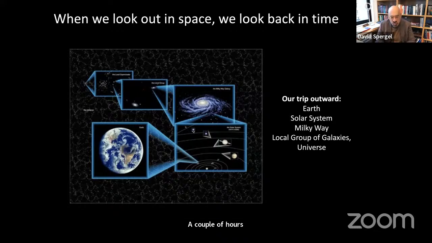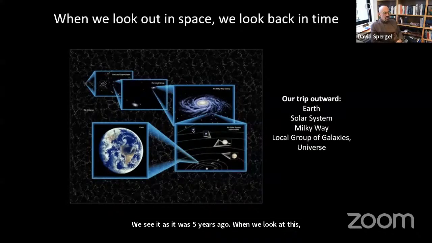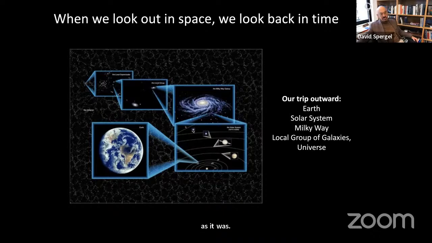And the further away you look, the further back in time you look. When we look at a nearby star that might be 5 light years away, we see it as it was 5 years ago. When we look at a galaxy like the Andromeda galaxy, we see it as it was 1 million years ago. And when we look with the James Webb Space Telescope at a distant galaxy, we might see it as it was 12 or perhaps even close to 13 billion years ago.